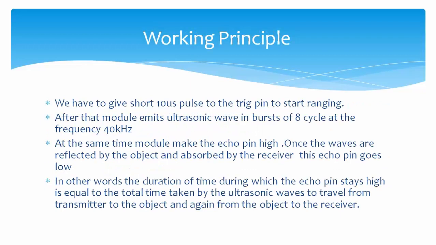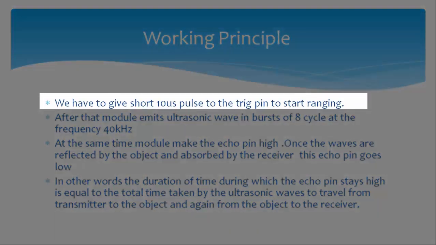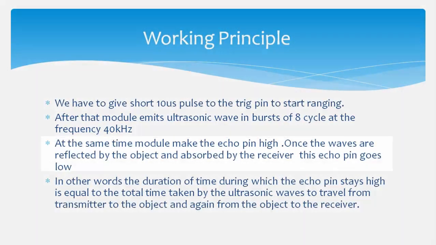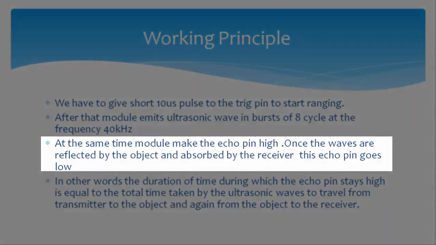Now coming to the working principle of ultrasonic sensor. We have to give a short 10 microsecond pulse to the trigger pin to start the ranging. After that, the module emits ultrasonic waves in a burst of 8 cycles at the frequency of 40 kHz. At the same time, the module makes the echo pin high. Once the waves are reflected by the object and absorbed by the receiver, this echo pin goes low.